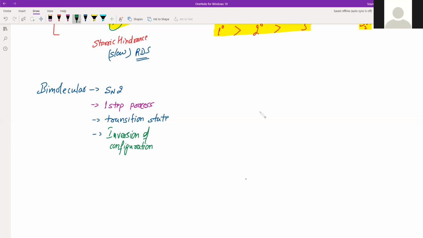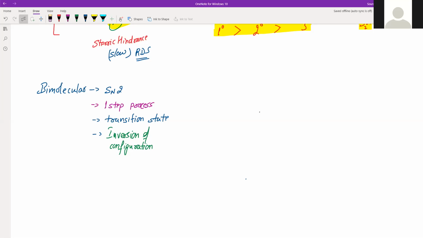And our next discussion is actually based on this: how this inversion happens, what it is called, and what all other points we have to study. So those things we will see now.